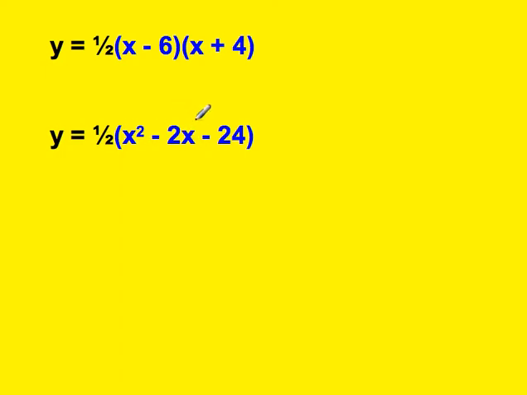And again, the reason why I have minus 2x in the middle is because I'm taking positive 4x minus 6x, and that gets us to this minus 2x. And then always watch your signs. The minus 24 comes from -6 times positive 4. Then we distribute the 1/2 and we get y equals 1/2 x squared minus x minus 12. And now that's written in standard form.